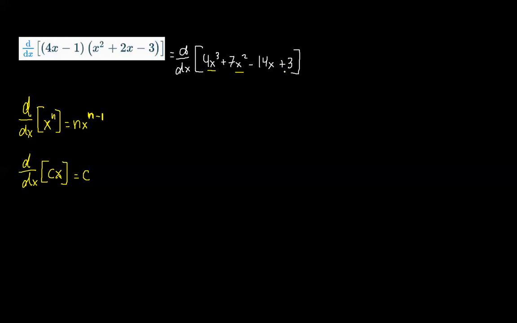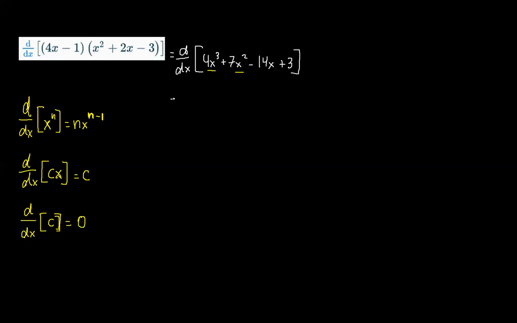And lastly, we have a constant term of 3. So we're going to apply the constant rule of differentiation: the derivative of a constant term will give you exactly 0.